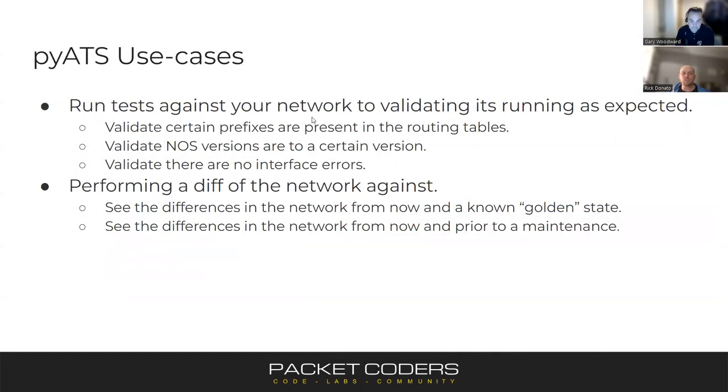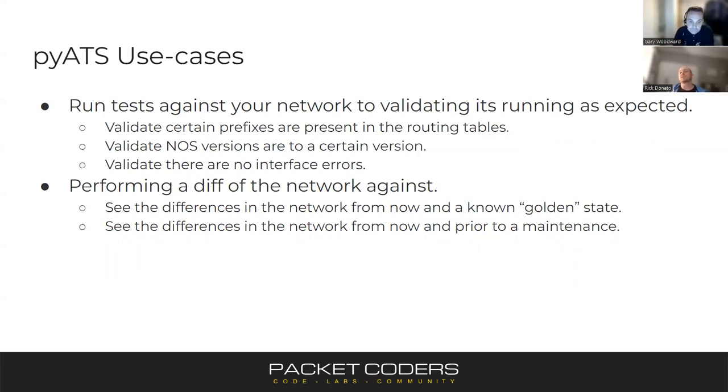So some of the use cases you might want to use Pi ATS for. There's two things that come to mind for me. One is just running tests against your network to validate it's running as expected. So you might want to see if you've got certain prefixes within your routing tables, that your nodes are running a certain version, no interface errors, etc.